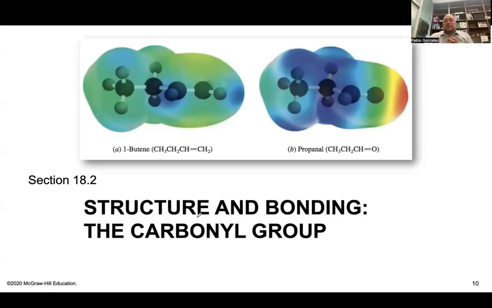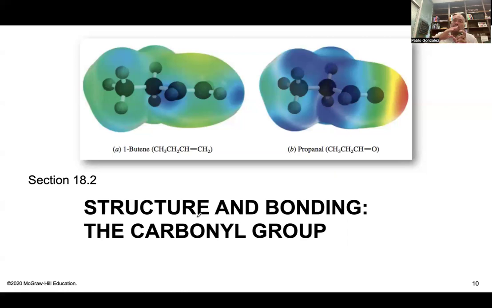So let's talk about the structure and bonding of carbonyl groups. The carbonyl group is a carbon double bond oxygen group. In a double bond of carbon and oxygen, or any double bond, you're always going to have one bond that is a sigma bond and the other one that is a pi bond. In any multiple bond, one of them is always sigma, and the second or third are pi. So with a triple bond, one is sigma and two are pi bonds. If you have a double bond, one is sigma and one is pi. In the carbonyl group it's the same concept.